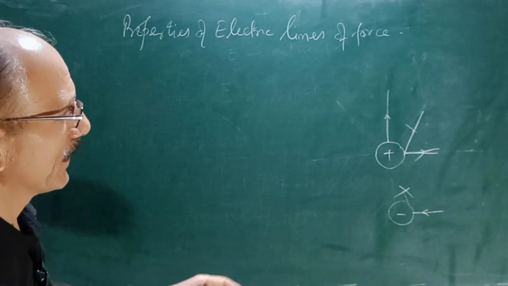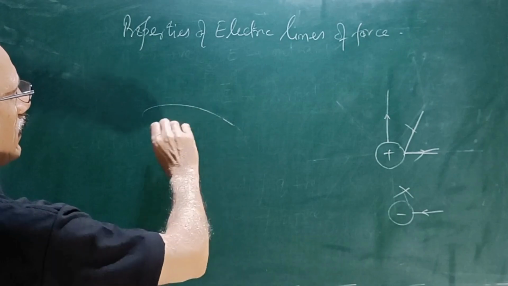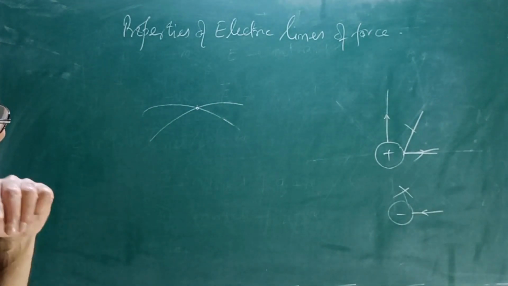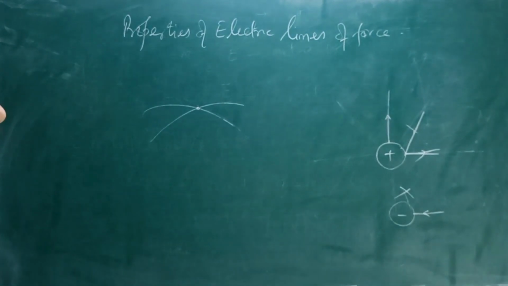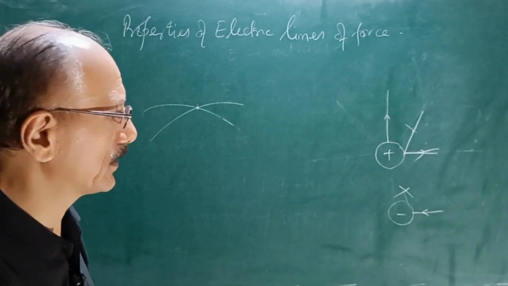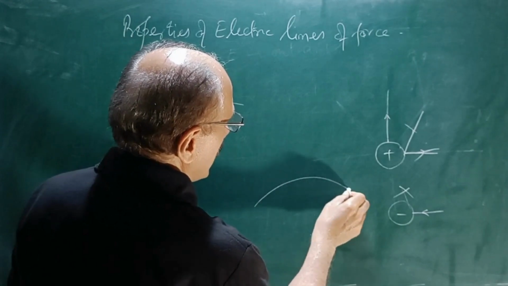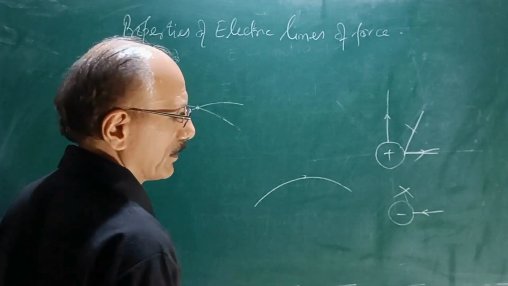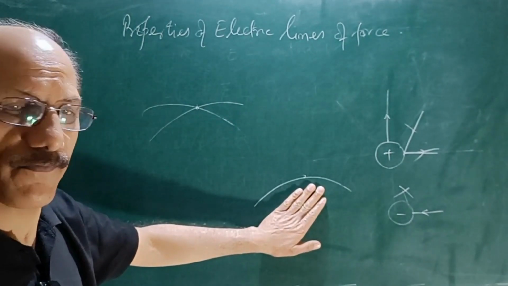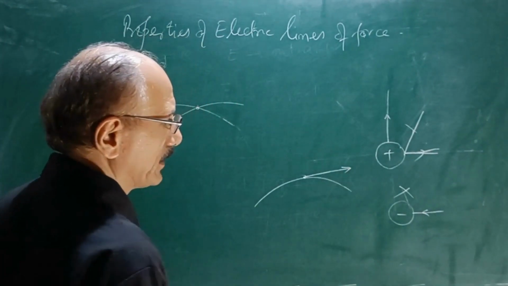Third is they never intersect. These electric lines of force will never intersect. Why will they never intersect? Because the electric line of force is the curve tangent to which at any point gives the direction of electric field. So that means this is the tangent.